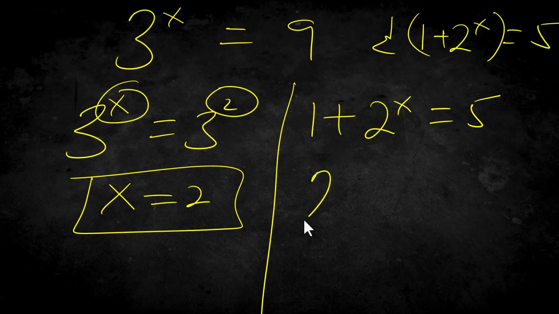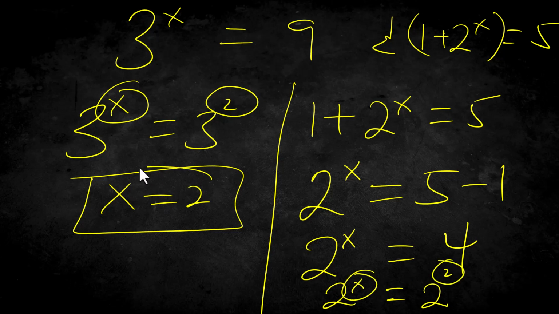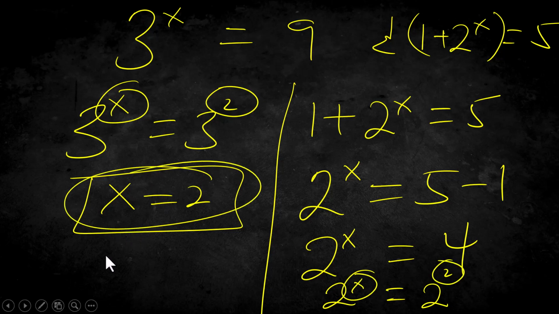So we can have 2 raised to x. Let's subtract 1 from both sides. That will be 5 minus 1. 2 raised to the power x equals 4. So 2 to the power x is the same as 2 squared. Therefore x equals 2. So whichever way you go, you get the same thing, x equals 2. Alright, so that's that.